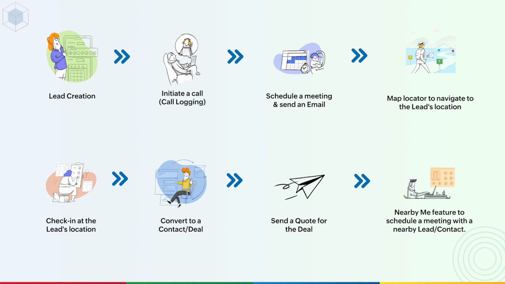A quick note here, all the above actions performed on the record, such as the call logging, the completed meeting, the check-in notes, and the associated code records, all these will be available in the related list of the parent record on both the CRM mobile app and the CRM desktop side.